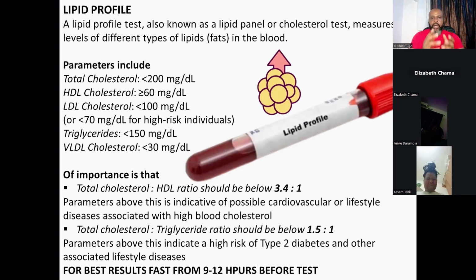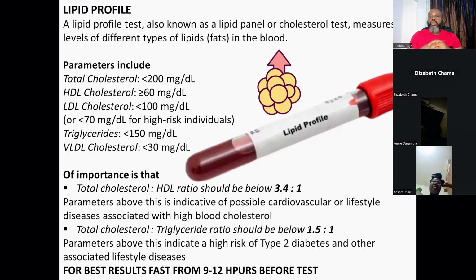So of importance, you see, these ranges have a very important role to play with regards to telling us what kind of issues may be emanating or already are happening in one's system, especially lifestyle disease or cardiovascular issues and all that. Like for total cholesterol and HDL, the ratio between the total cholesterol and HDL should be below 3.4 to 1. Even if you look at these ranges you see here, if you divide 200 over 60, you get 3.4. That means the total cholesterol to HDL ratio should be below 3.4 to 1.